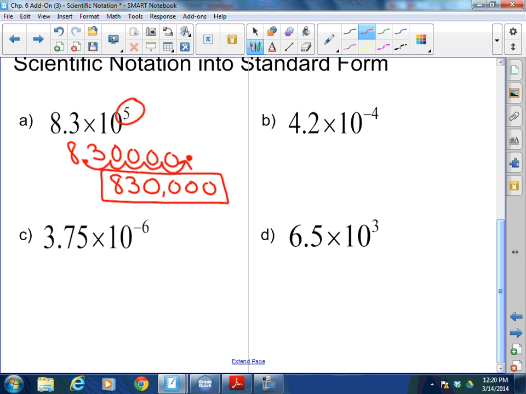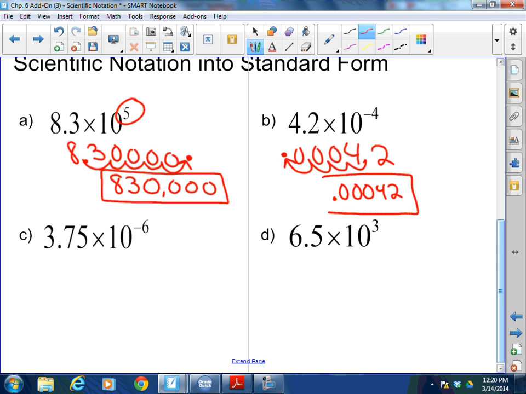4.2 times 10 to the negative 4. Do I go to the right or to the left? Okay, so I'm going to go 1, 2, 3, 4 to the left. I put my arrow because that's where my decimal is, and I fill in the gaps. Now I clean it up. Put 0, 0, 0, 4, 2. Make it nice and neat and understandable.